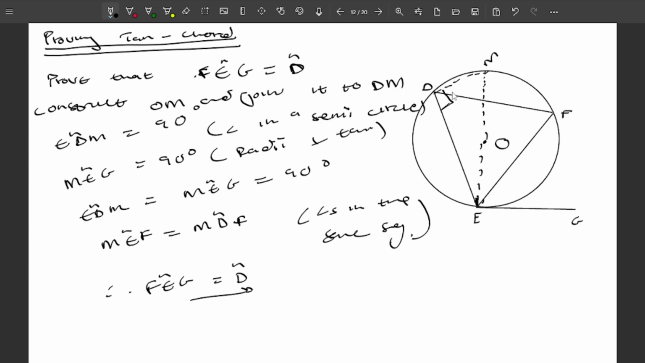Now for someone who's confused, don't be confused. This is 90 degrees and this is 90 degrees, and MEF, which is this piece, let me use the red, MEF is equal to MDF, and both of them are equal to each other. So if they are equal to each other, then FEG is equal to D, meaning that if, let's say, it's 45, then this is 45 and this is 45, so both of them are equal to each other.